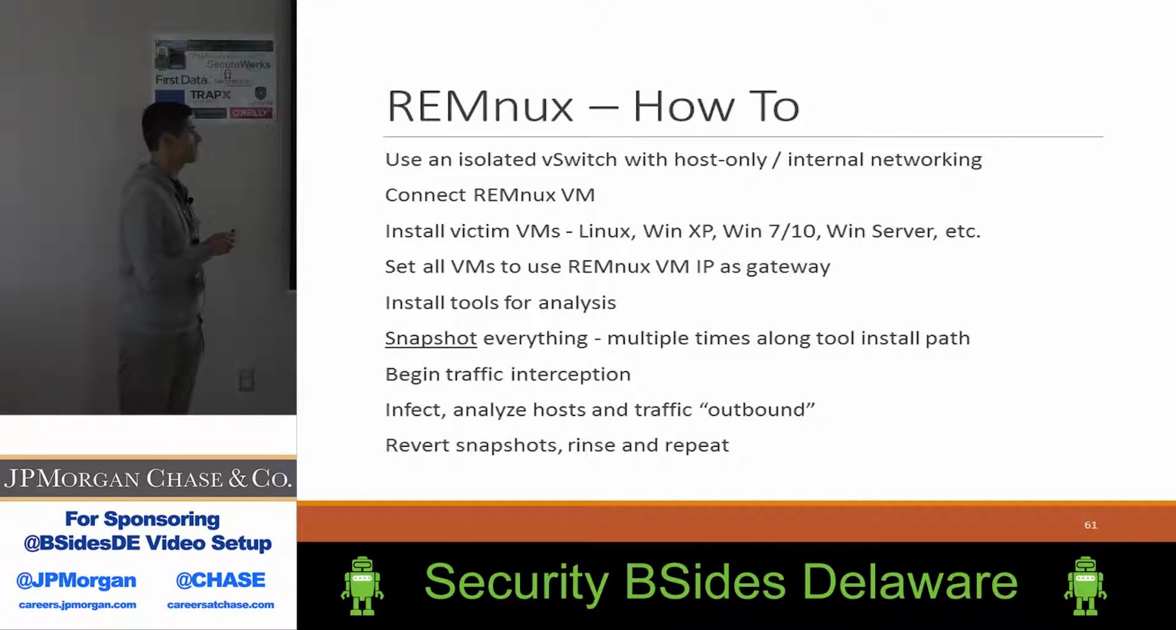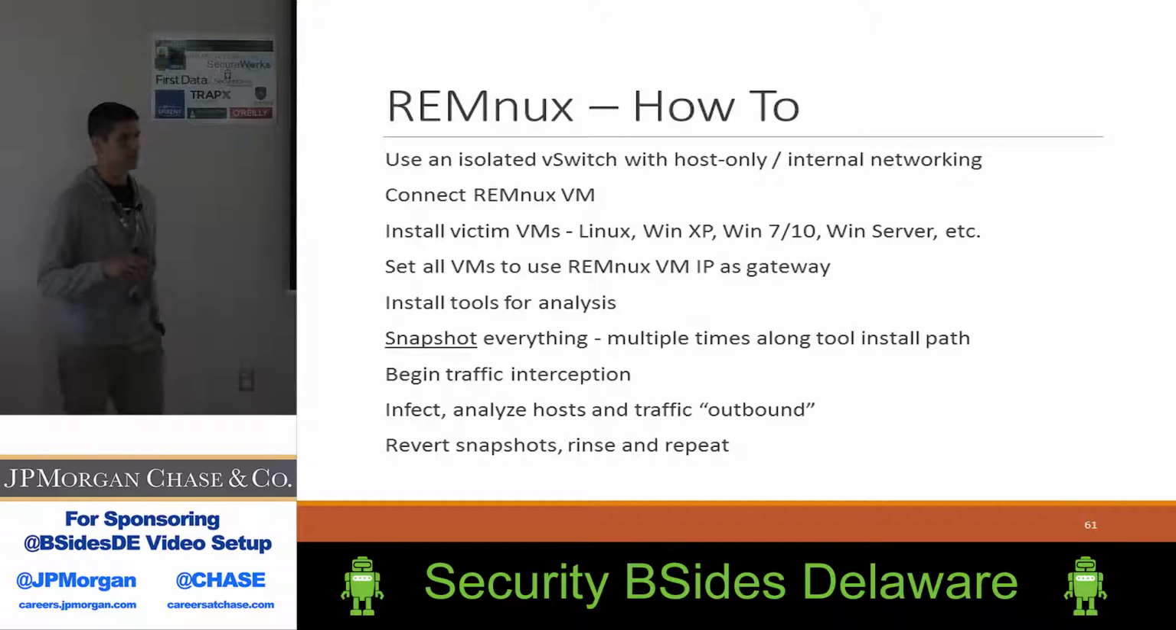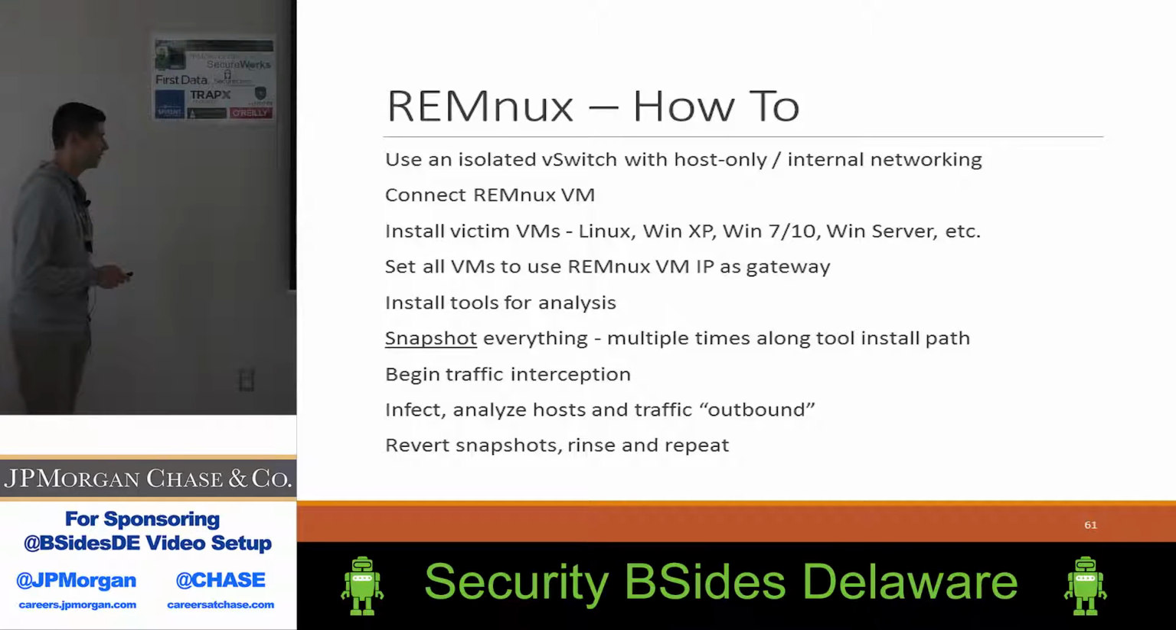The thing you have to do to install this is install all your VMs, get them ready, and then tell them the REMnux VM is the gateway. So all traffic from the infected items will be going to REMnux, and then it will be able to intercept that and tell you what's going on. Of course, before you do that, snapshot everything, and then you begin your traffic interception, start your virus, and then infect, analyze all your hosts and all the traffic outbound, and then revert. You can do it again.